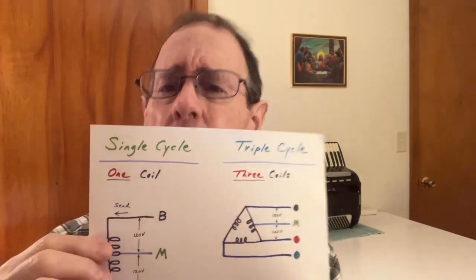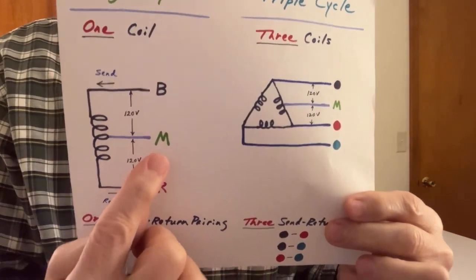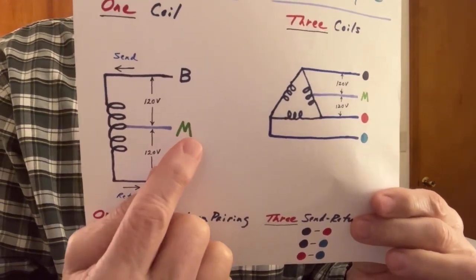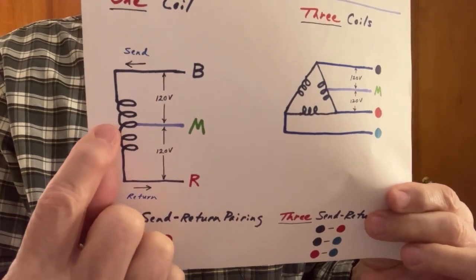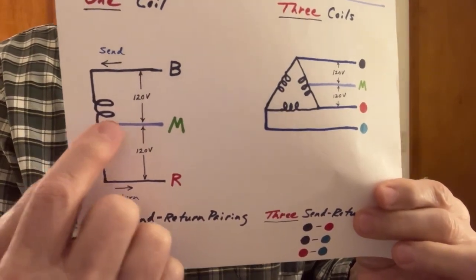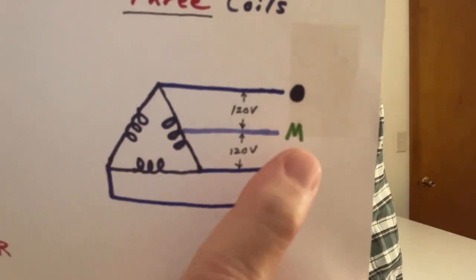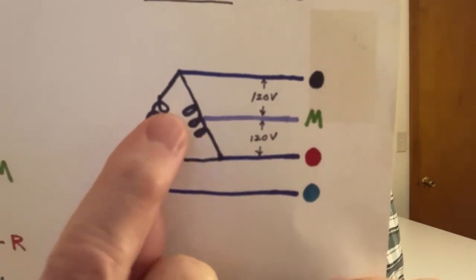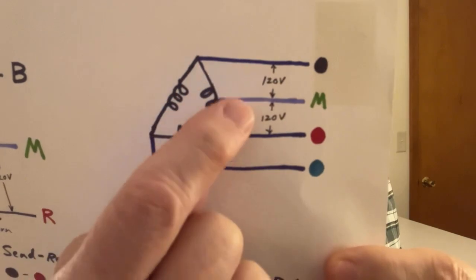You have single cycle, and your median, which you would call a neutral, I call it a median, is tapped into the median point, the center point, the middle. And over here, you have the median tapped into this coil. That's how you get your 120 volt legs.